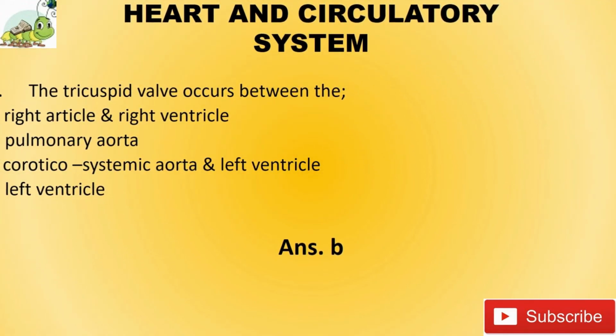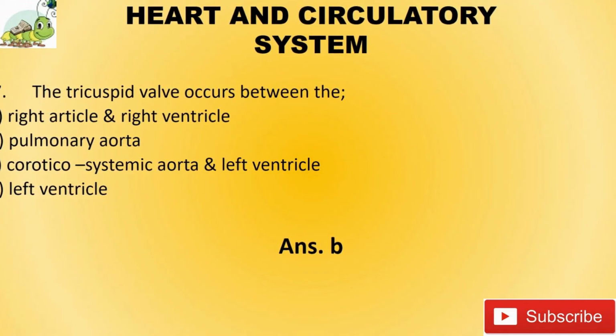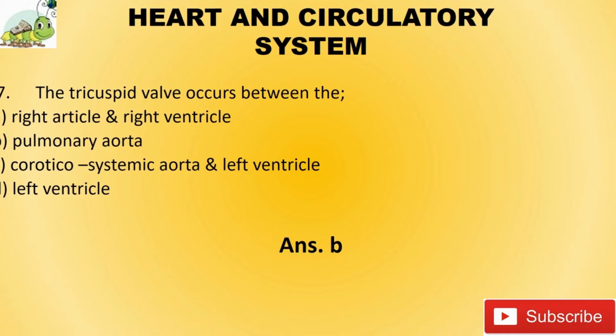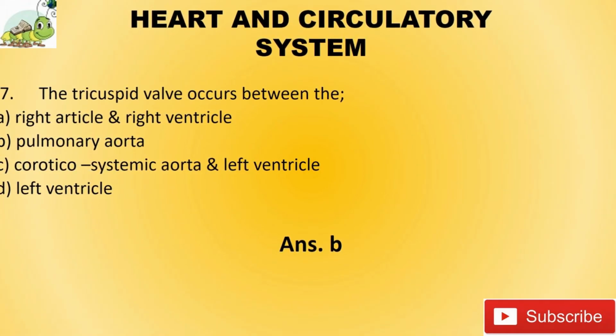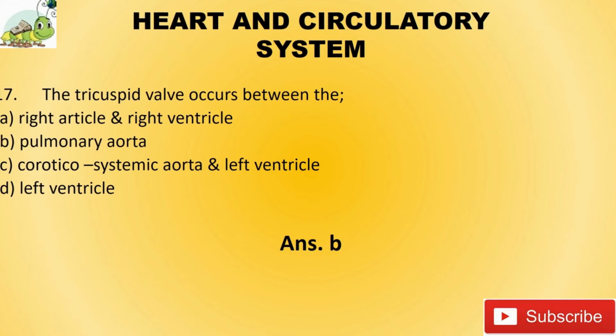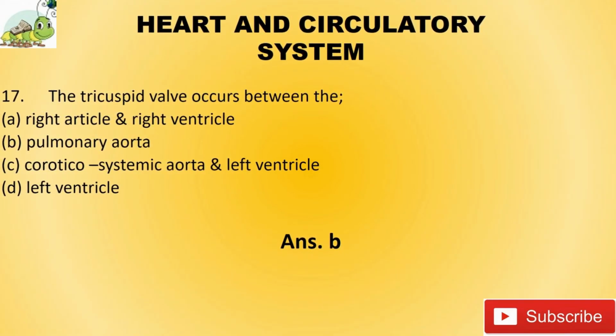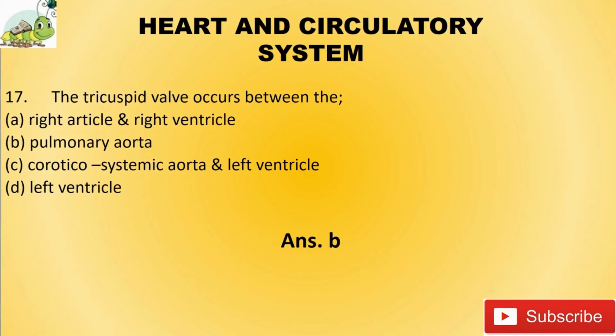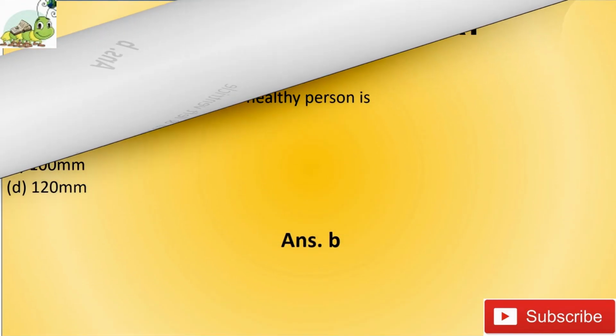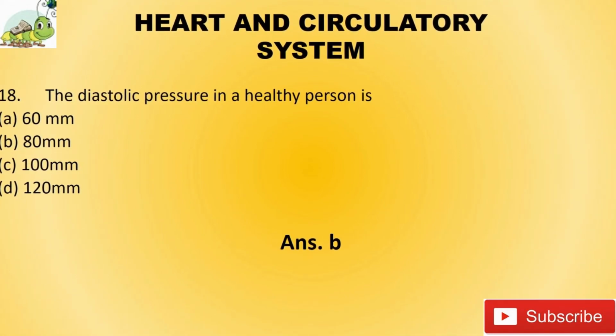Question number 17, answer is A. Tricuspid valve: the valve in the heart between the right atrium and right ventricle. It consists of 3 cusps that channel the flow of blood from the atrium to the ventricle and prevent any backflow.